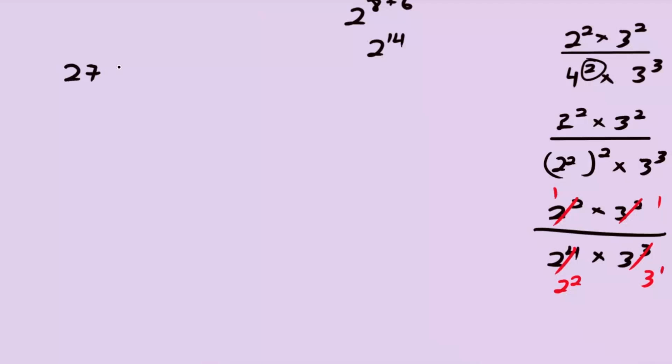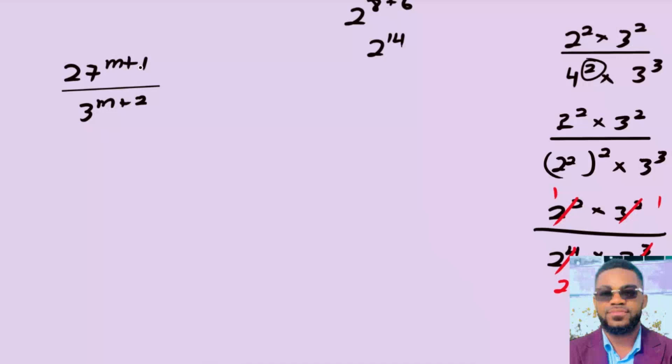We have 27 exponent m plus 1 all over 3 exponent m plus 2. So that's interesting. And how do we simplify this too? Remember that the exponent is a binomial, that is m plus 1, and this is m plus 2. But we have to make sure they have the same bases. This is 27, this is 3. So what do we do? We can express 27 in terms of 3. And that's going to be 3 exponent 3, because 3 exponent 3 will give us 27. And now, remember that this 27 already had m plus 1 as an exponent. So we have raised to the power m plus 1.